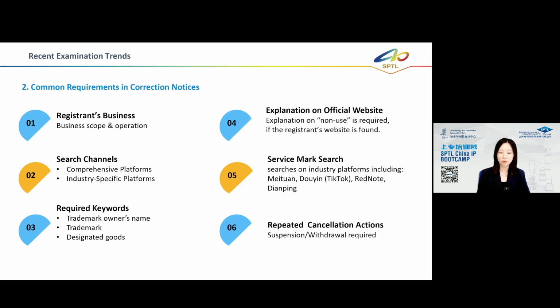Searches on comprehensive platforms such as Baidu or on industry-specific websites are required to check whether there are clues of trademark use. Required keywords for search are the registrant name, trademark, and name of designated goods. When an official website of the registrant is found, further explanations are required to clarify that the challenged trademark is not actually properly used on the official website. If repeated cancellation is found, the applicant is required to request that CNIPA suspend the latter action until the former case is concluded. Correction notices have become a common part of the process.